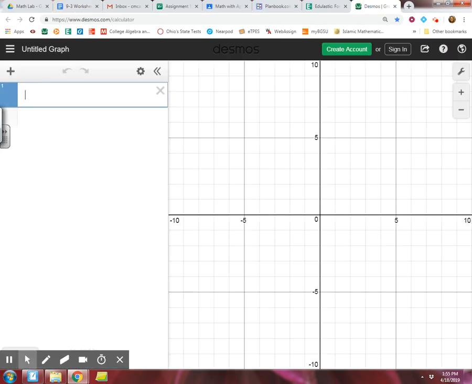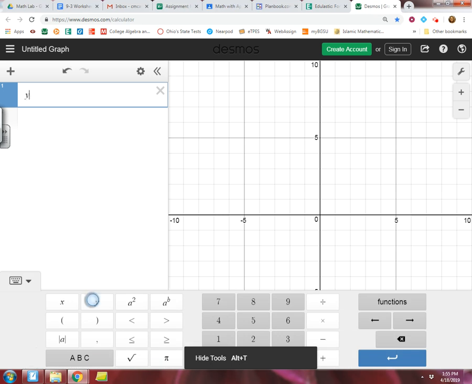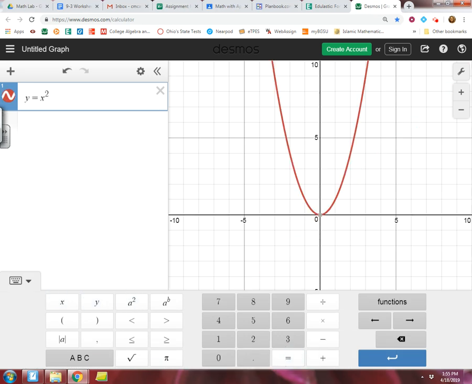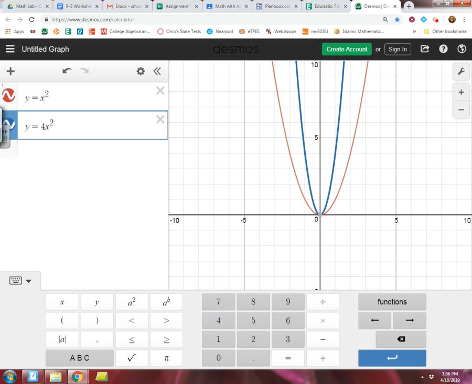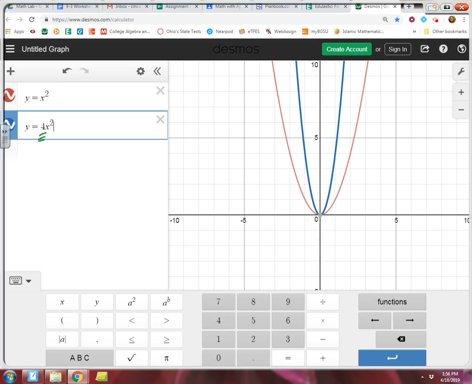All right, so my parent function is y equals x squared. Everybody's good with this, right? We've seen this about 100 times now. Agreed? I want to stretch it. I want to make it thinner. What do you think? Is that blue one thinner? Is it skinnier? Yes, because of this 4 in front of the x squared. Does that make sense to you?